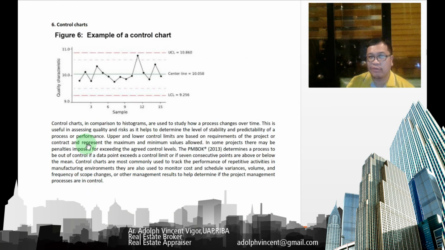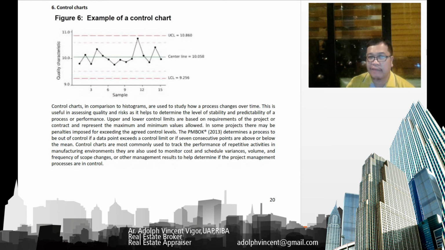Then you also have what you call control charts. Control charts, in comparison to histograms, are used to study how a process changes over time. This is useful in assessing quality and risk as it helps to determine the level of stability and predictability of a process or performance. Upper and lower control limits are based on requirements of the project or contract and represent the maximum and minimum values allowed. In some projects, there may be penalties imposed for exceeding the agreed control levels.